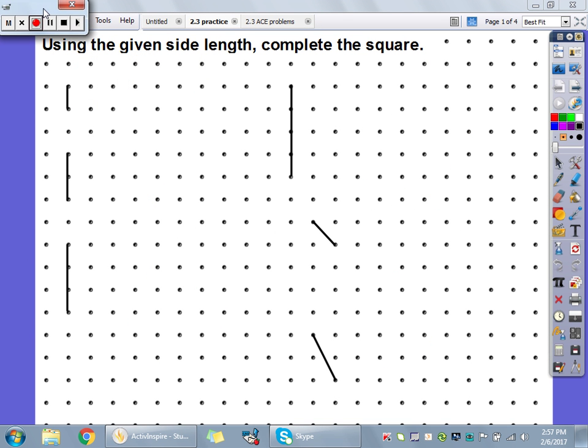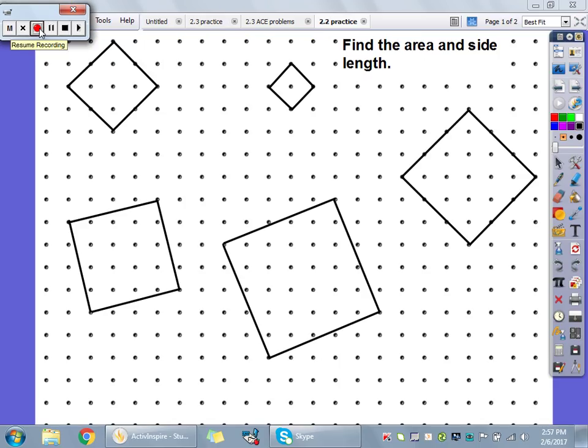Okay, so basically what we worked on to end the week last week were some practice problems. So we're going to start with 2.2 practice.